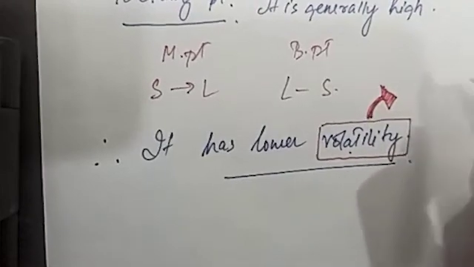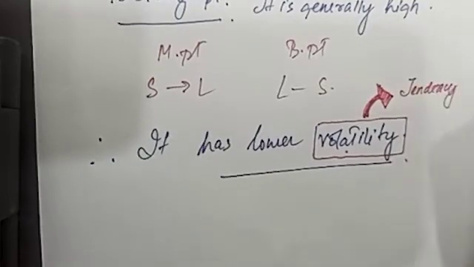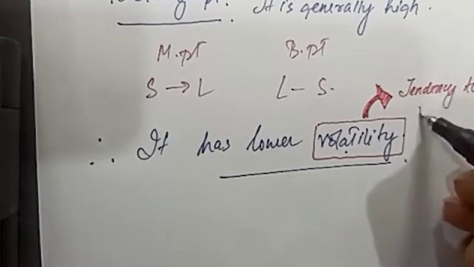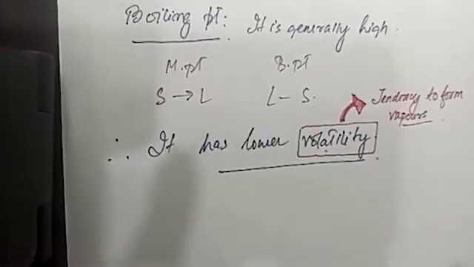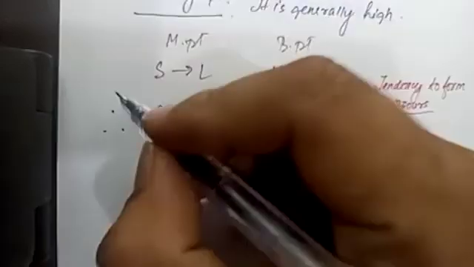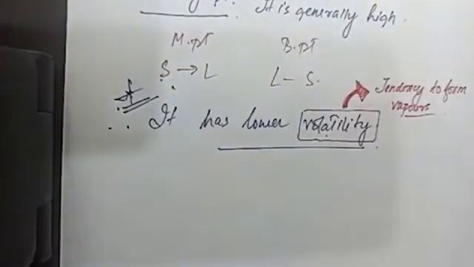Volatility means the tendency to form vapors. Therefore, it has lower volatility. So we have discussed the physical properties as well as some common properties of transition elements. I hope this part is all right.